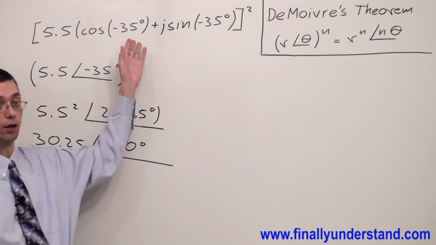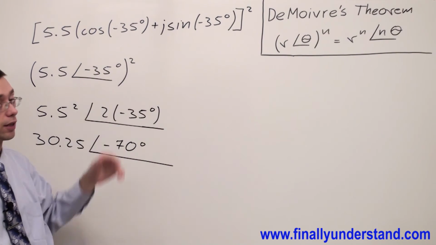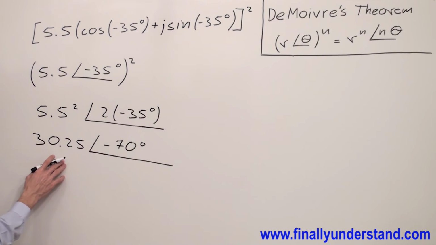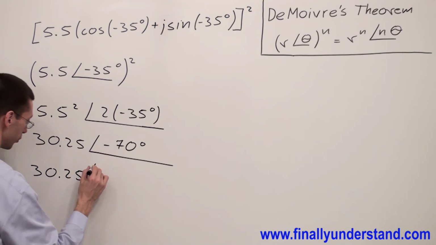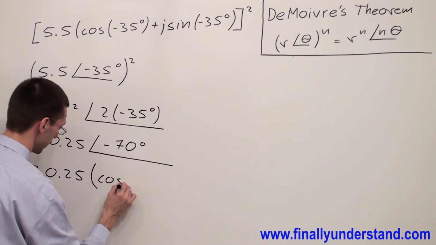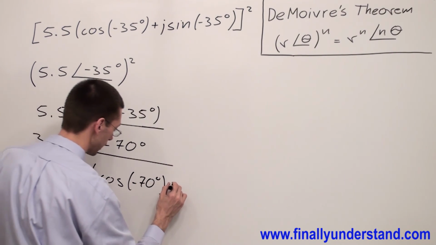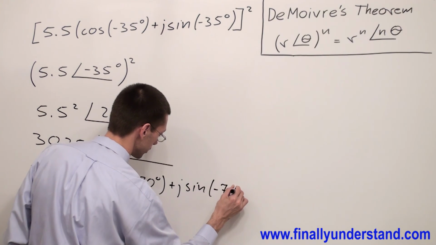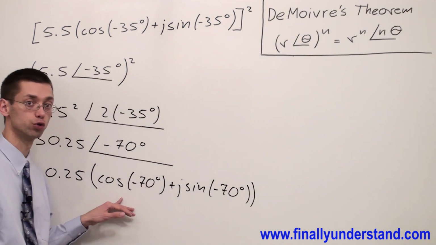But the original problem was expressed in trigonometric form. So what I'm supposed to do is convert polar form to the trigonometric form. So I have 0.25, open parenthesis, cosine of angle negative 70 degrees, plus j sine of angle negative 70 degrees. And this is the solution to my problem.